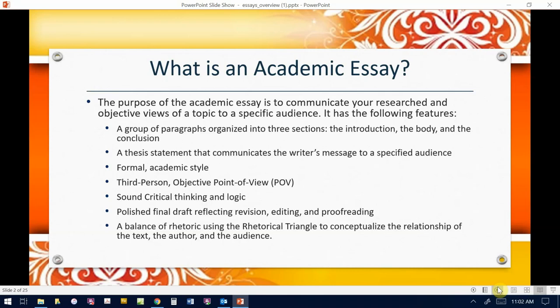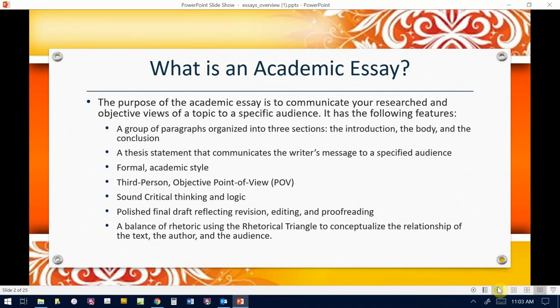Academic essays are going to reflect sound critical thinking and logic, though there is a place for emotion, which we'll talk about when we talk about the rhetorical triangle. Primarily, we're not writing opinion papers. We are writing objective analyses of an issue and making an argument based on more than just our opinion and our experience, but what we can prove, right?